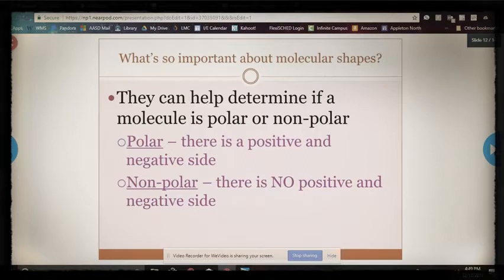Well, for molecules, we're looking at a positive and a negative side to the molecule. So the shape has to come into effect here to figure out, do you actually have a positive side and a negative side, or do you have two negative sides? If you have two negative sides, that would make it nonpolar, because a nonpolar one means there's no positive and negative side. So there could be two negative sides, there could be two positive sides, maybe there's no positive or negative. So you have to make sure the shape is taken into account whenever you're trying to figure out if the molecule is polar or nonpolar.